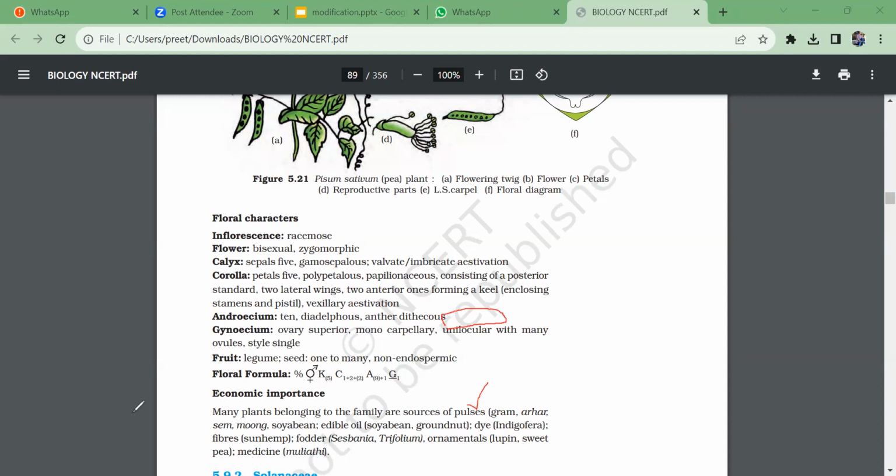So what do you all have to do today? Today you all have to study the examples. Memorize by heart the examples of the four families. Brassicaceae is done, and Fabaceae. All examples you need to study because questions are asked based on the examples. They will not ask you just Fabaceae or Brassicaceae; they will directly ask you the examples.